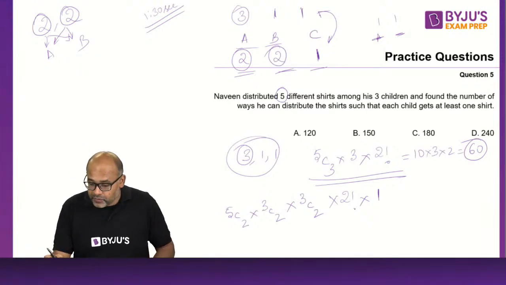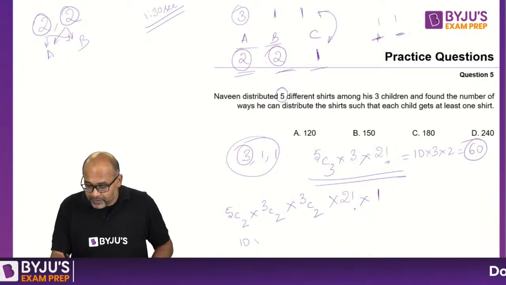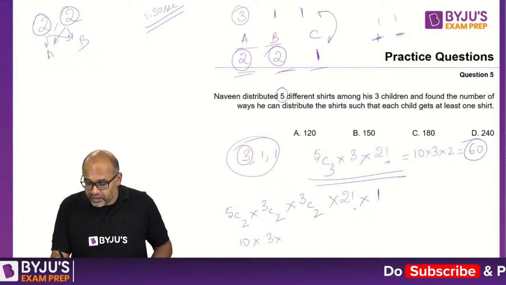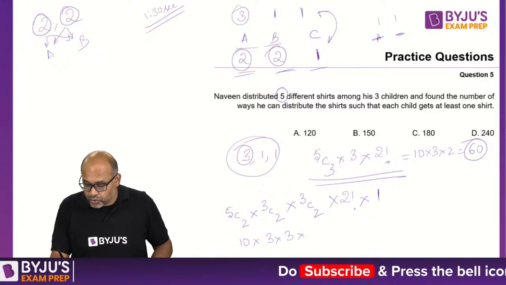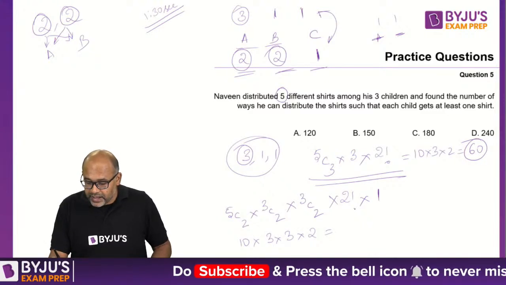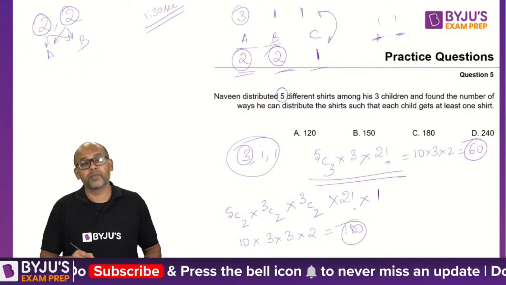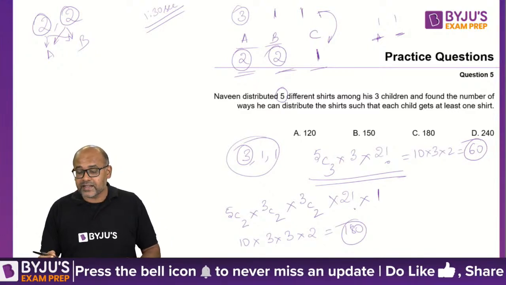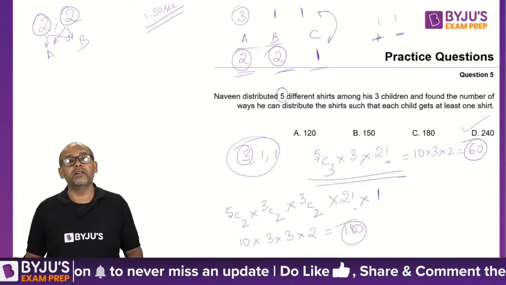So if you multiply this, what will you get? 5C2 is 10. 3C2 is 3, into 3C2 is 3, into 2. So this is 9, 9 2s are 18. So this is 180. So 180 plus 60, the total should be 240.